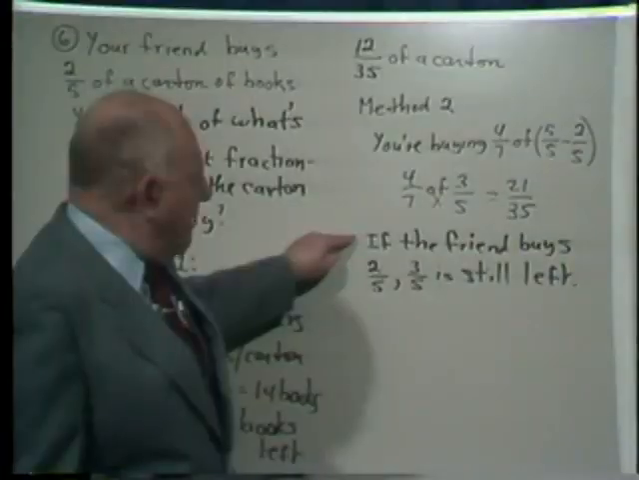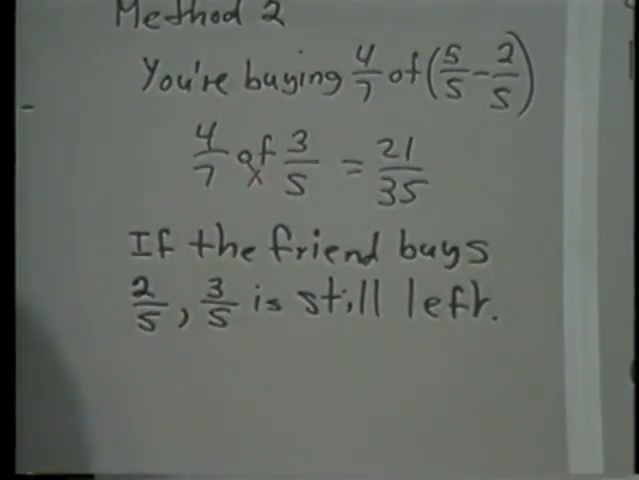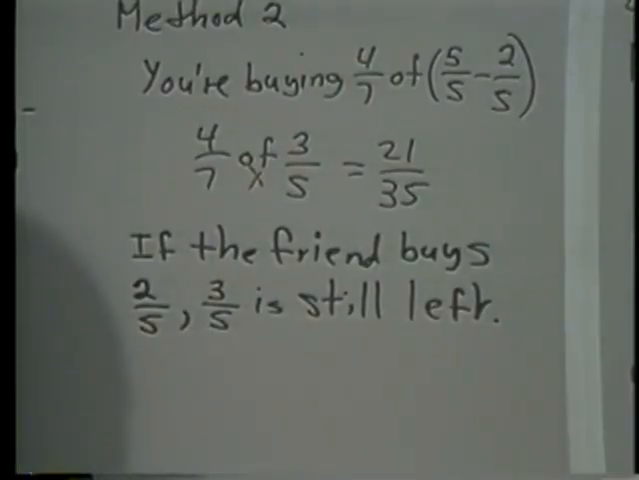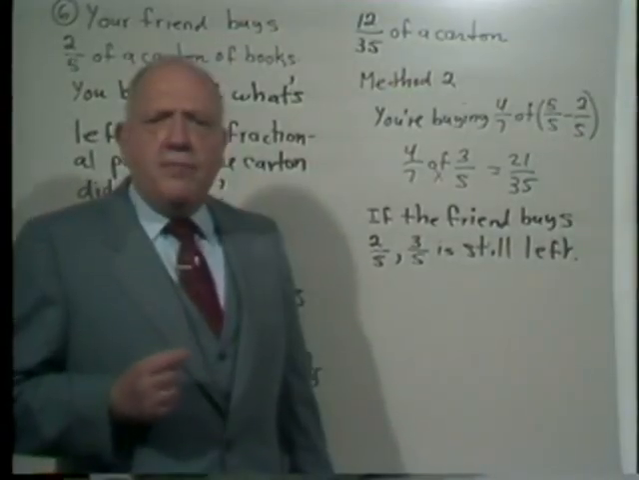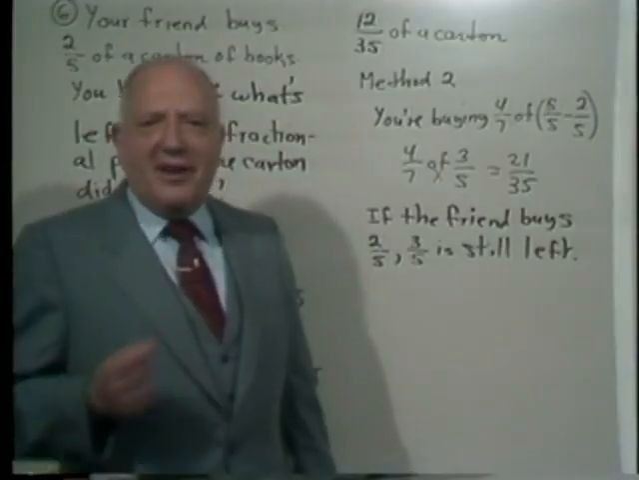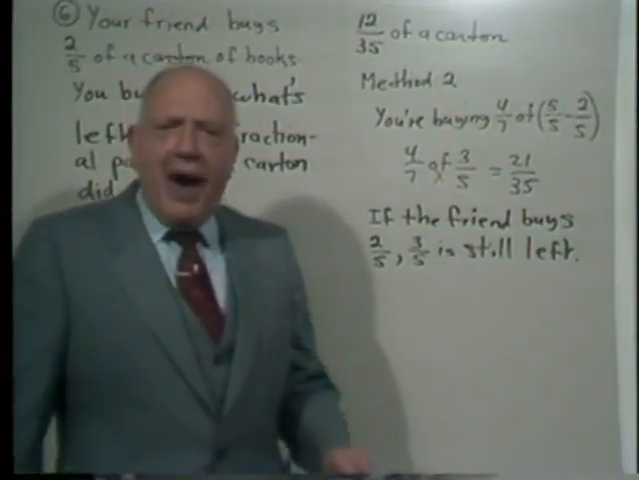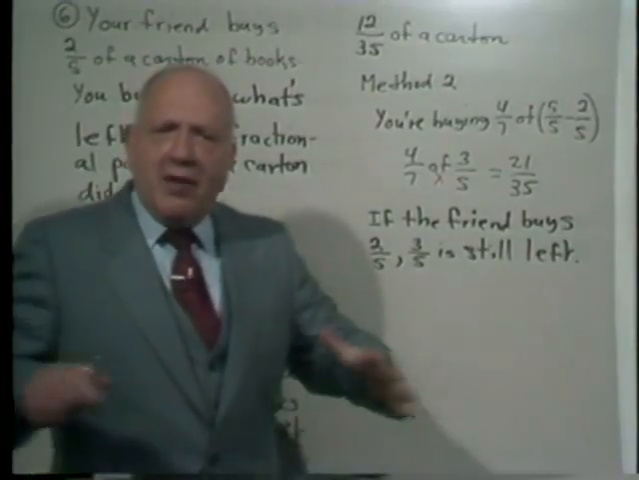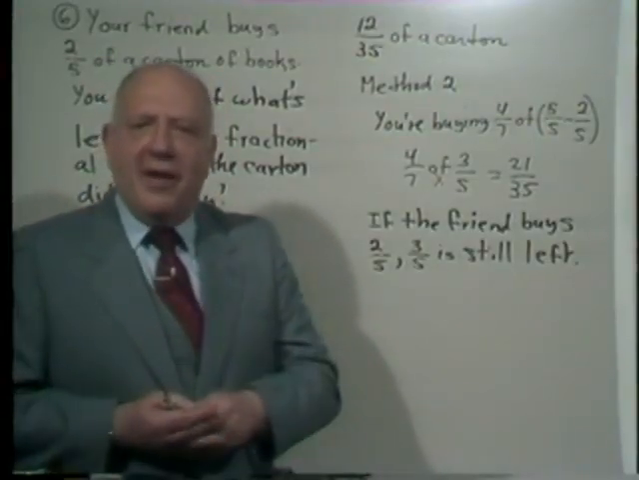Remember, the key point is reading comprehension. If the friend buys 2/5, 3/5 is still left. And do you see the difference between this problem and an addition problem? An addition problem would say your friend buys 2/5 of a carton and you buy 3/7 of the carton. Between you, how much of the carton did you buy? Do you see the part of a part here? Your friend buys part of the carton, that leaves a part, and you buy part of what's left.